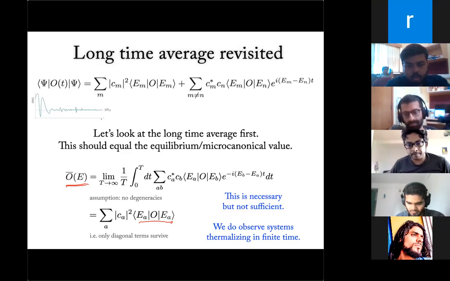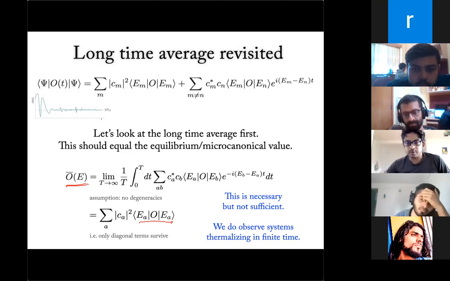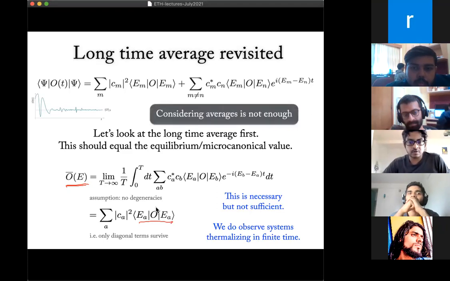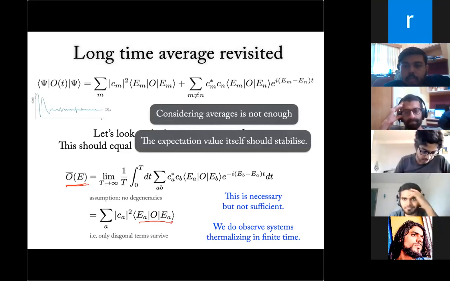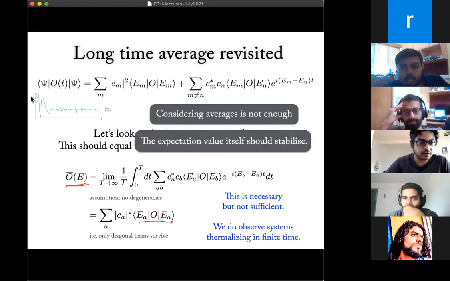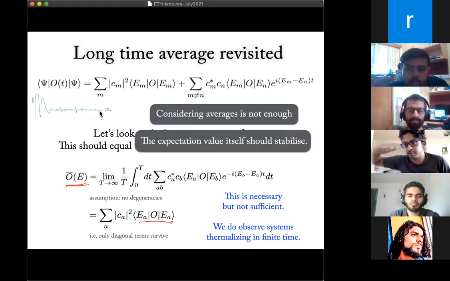So this is necessary, but it is not sufficient, because we do observe systems which actually thermalize in finite time. So we need something stronger. Looking at averages is not enough, and the expectation value itself should stabilize. That's this picture which I have over here, that the expectation value itself should stabilize around the thermal expectation.